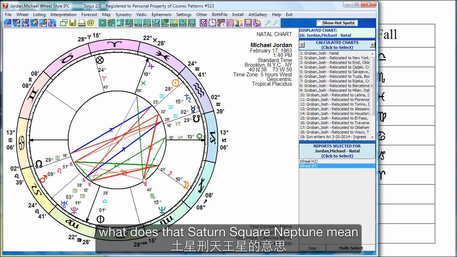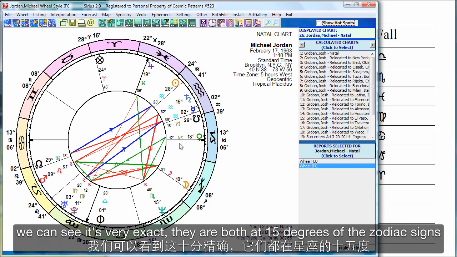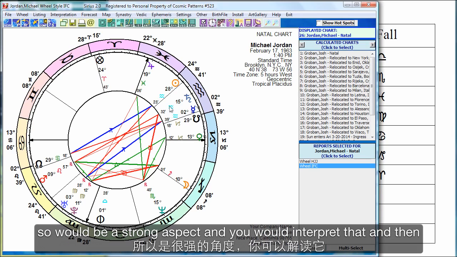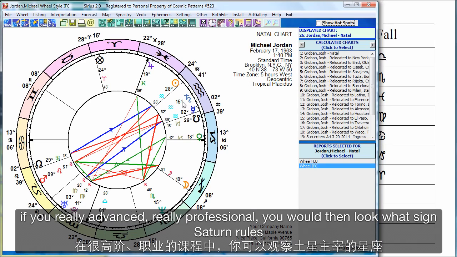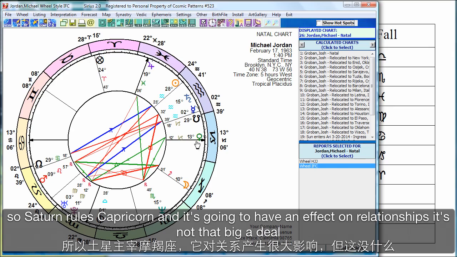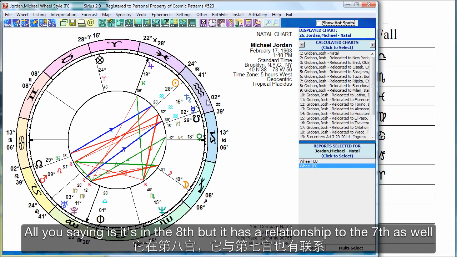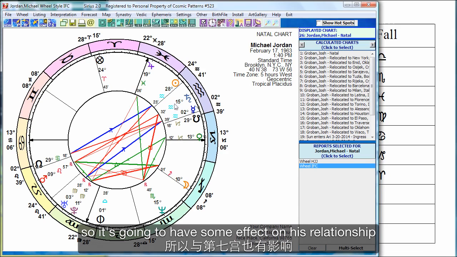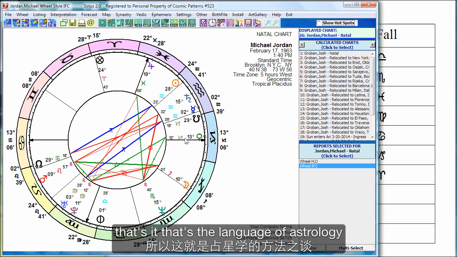What does that Saturn square Neptune mean? We can see it's very exact. They're both at 15 degrees. So it would be a strong aspect. And you would interpret that. And then, if you're really advanced, really professional, you would then look at what sign Saturn rules and say that it also has some effect on those houses as well. So Saturn rules Capricorn, and it's going to have an effect on relationships. It's not that big a deal. All you're saying is it's in the 8th, but it has a relationship to the 7th as well. So it's going to have some effect on his relationships.